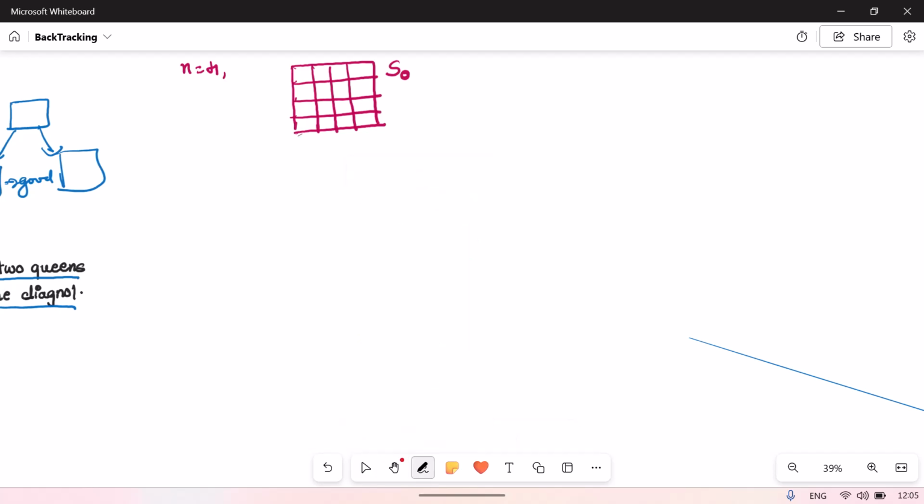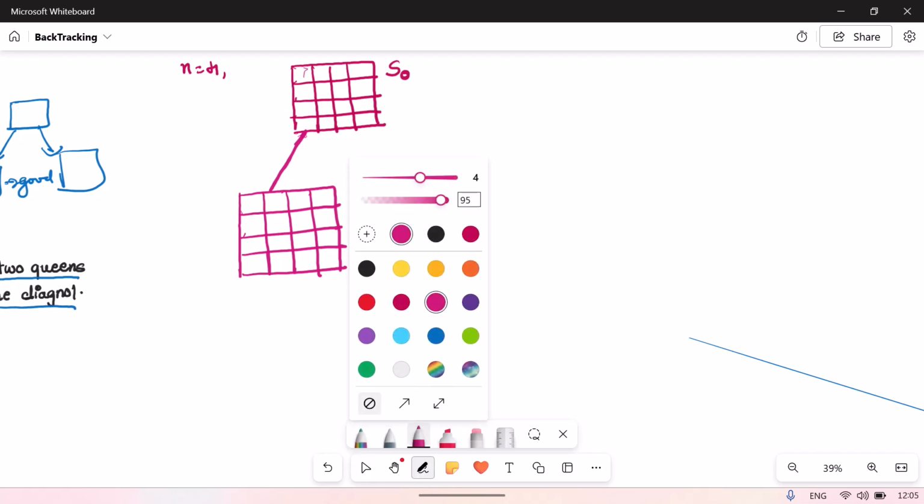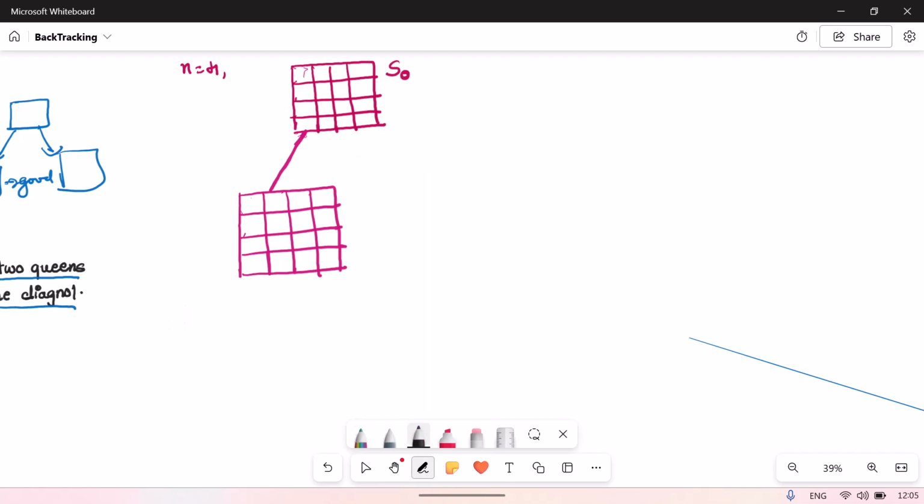So what I will do is write, because I'm going to insert it in the first column. So here. Okay. So 4 boxes, 4 cross 4 boxes. So try to place your first queen. So I'll place the queen over here.